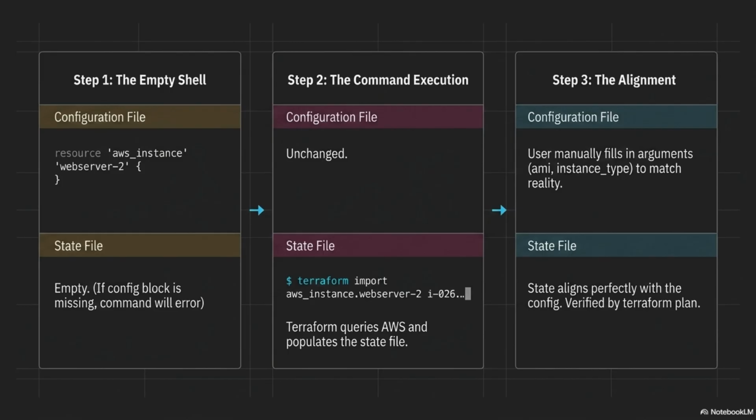Step 3 is the alignment. This is the manual step that people often forget. Now that the state file is populated with the real attributes of the resource, you need to update your configuration file to match. Fill in the AMI, the instance_type, the security group IDs, everything that reflects the actual current state of that resource in AWS. Once you've done that, run terraform plan. You should see, no changes. Infrastructure is up to date. That message is your confirmation. The resource is now fully managed.